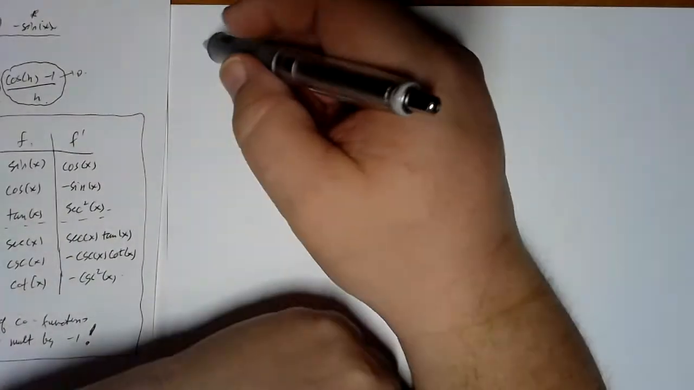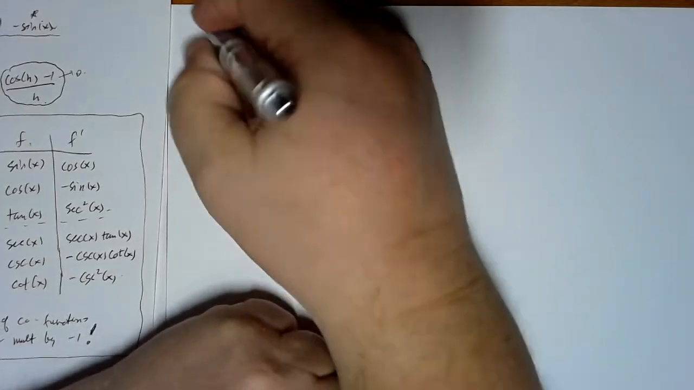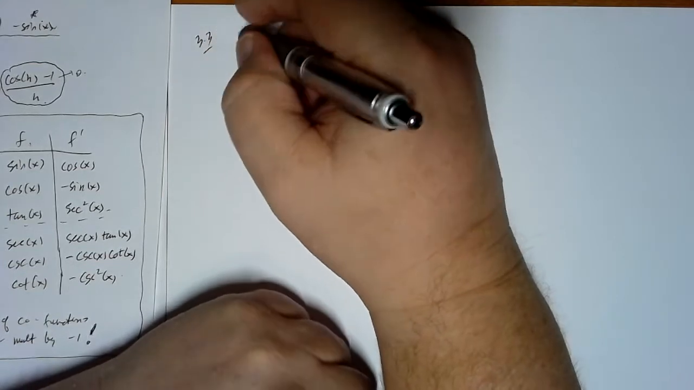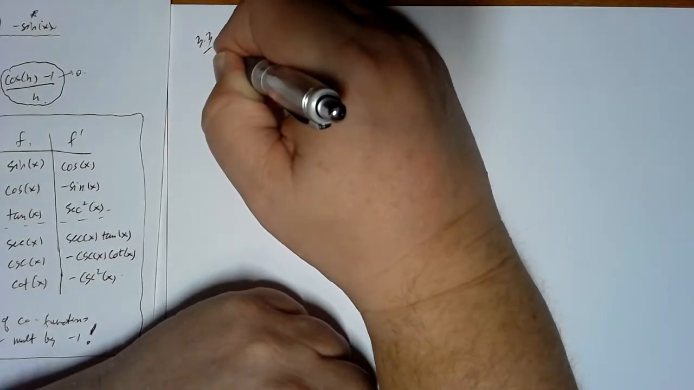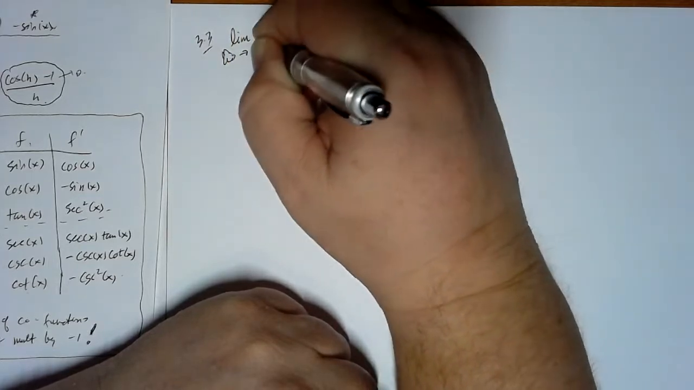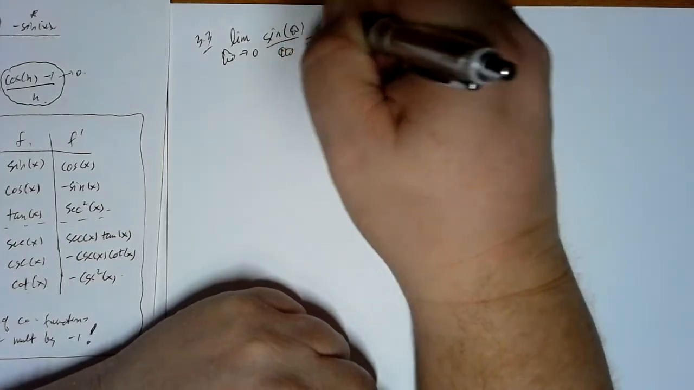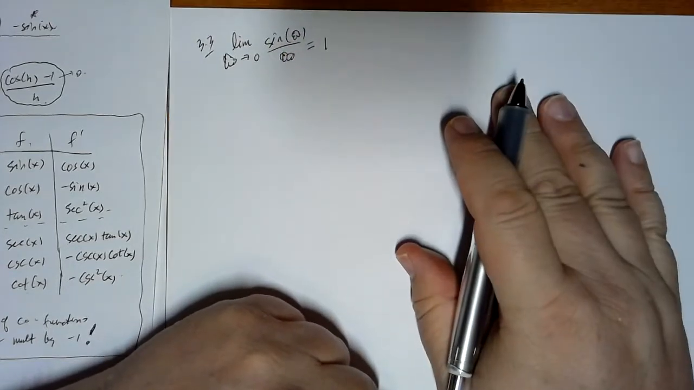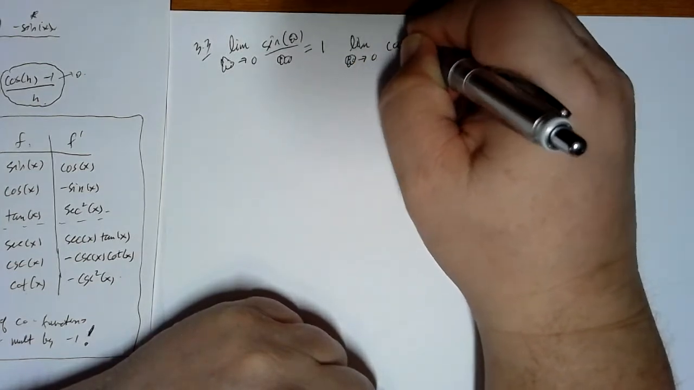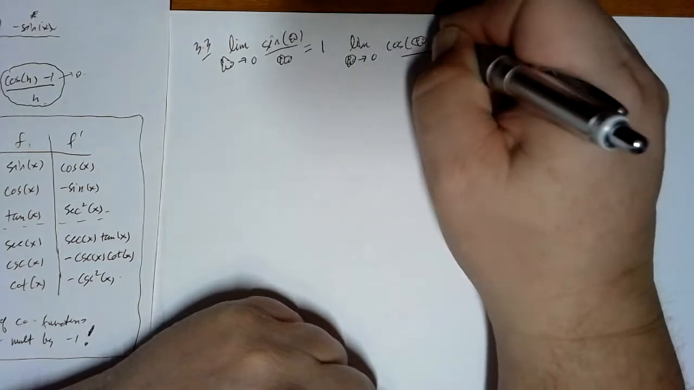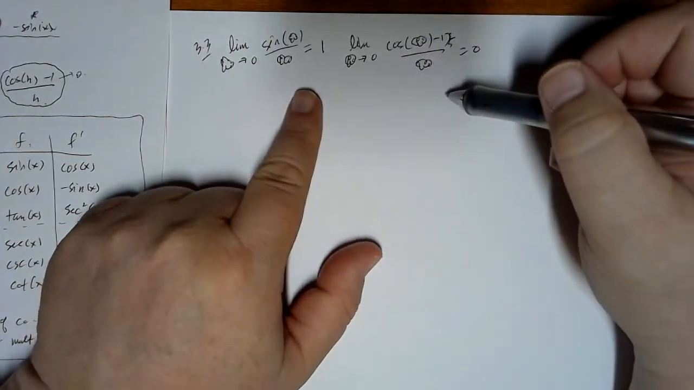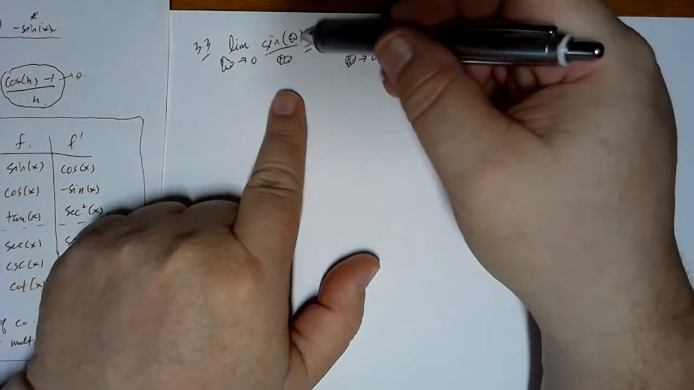Okay, so we're taking a look at some exercises and examples from section 3.3. In 3.3, we want to remember two of the limits. The limit as something goes to 0 of the sine of something divided by something equals 1, and the limit as something goes to 0 of the cosine of something minus 1 over something equals 0.